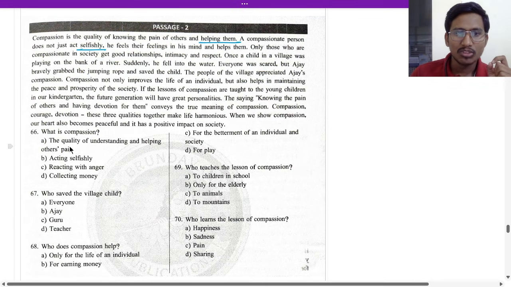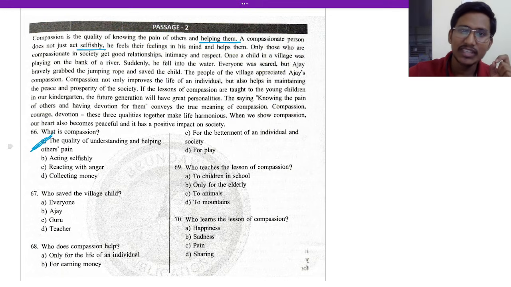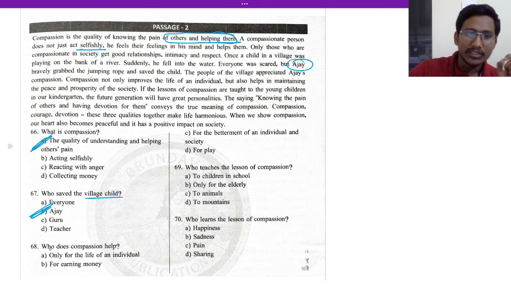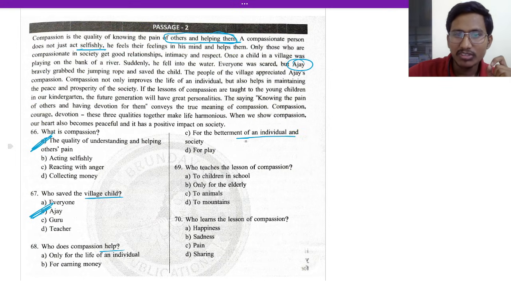What is compassion? The quality of understanding and helping others' pain is the answer, right? So you can see here, others' pain and helping them. So who saved the village child? Ajay saved the village child, right? So next, who does compassion help? Is it only for the life of an individual, for earning money, or for the betterment of the individual and the society?